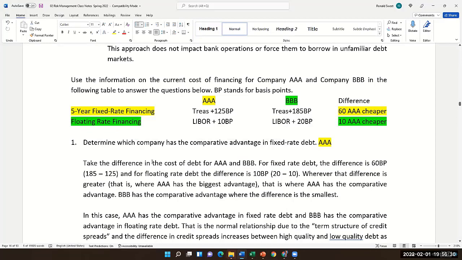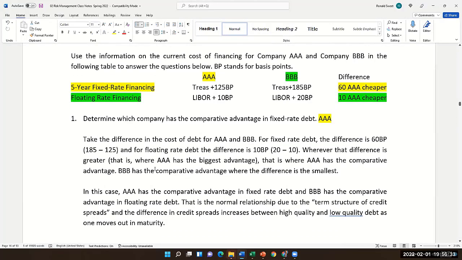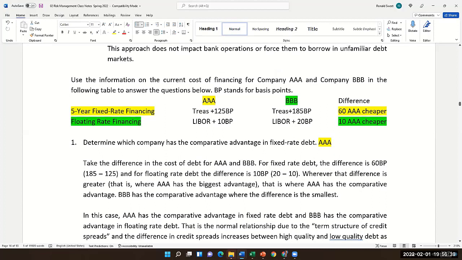So how does a swap work? So let's just work through it. The only way I know how to go through a swap is just to do one. All right. So let's say we have two entities. We have a firm called AAA and we have a firm called BBB. It just so happens that the firm name is also their credit rating. It's just pure coincidence. So AAA can borrow money fixed rate. If they want to go out and borrow money at 5 years, they can borrow at treasuries plus 125. If they want to borrow floating rate, they can borrow LIBOR.